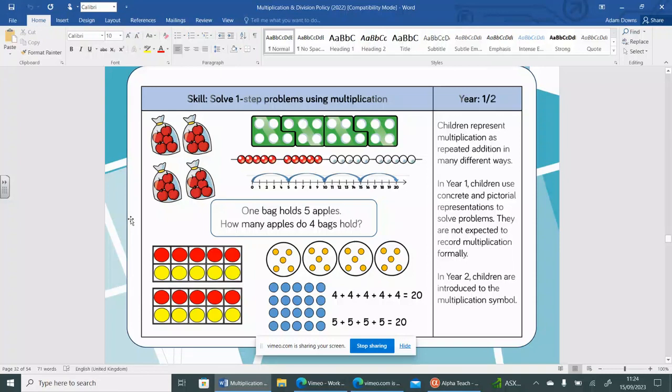This is Mr. Downs, and this is one of a series of videos about how we teach maths at the Winston Federation. This video is all about multiplication. So the idea is, if you want to know how your child would do some of the methods or progress throughout the school, this video should be able to help you, and you can see some of the methods.